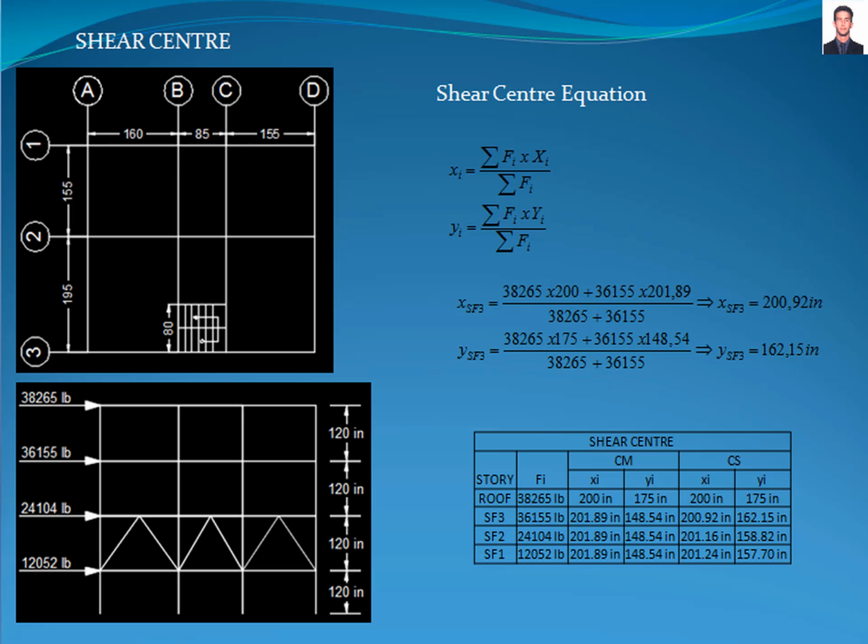The shear center of the story in each orthogonal direction is calculated with this equation, where Fi is the lateral forces applied to the story, Xi is the distance to the center of the mass in x direction, and Yi is the distance to the center of the mass in y direction.